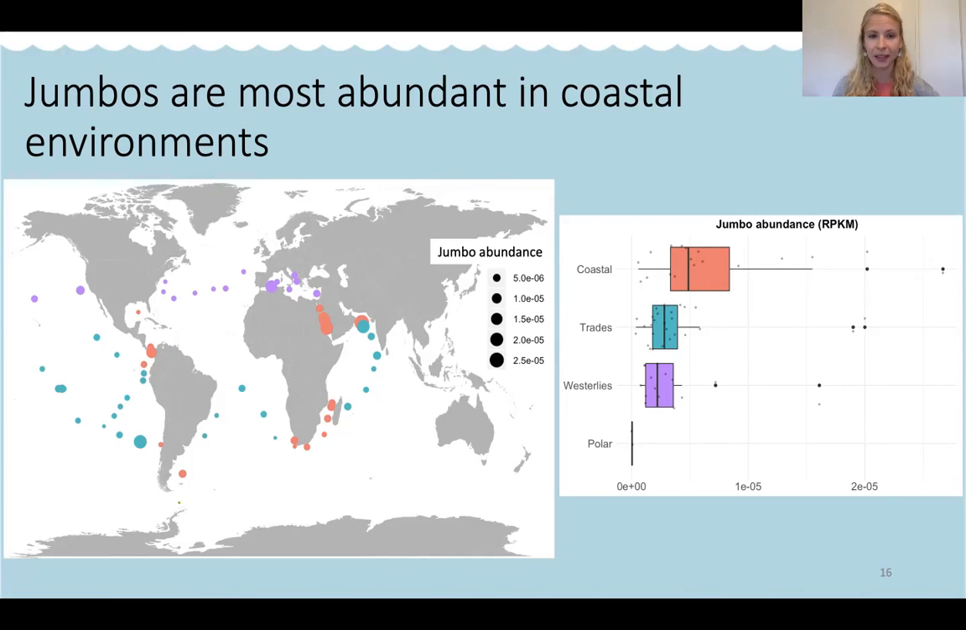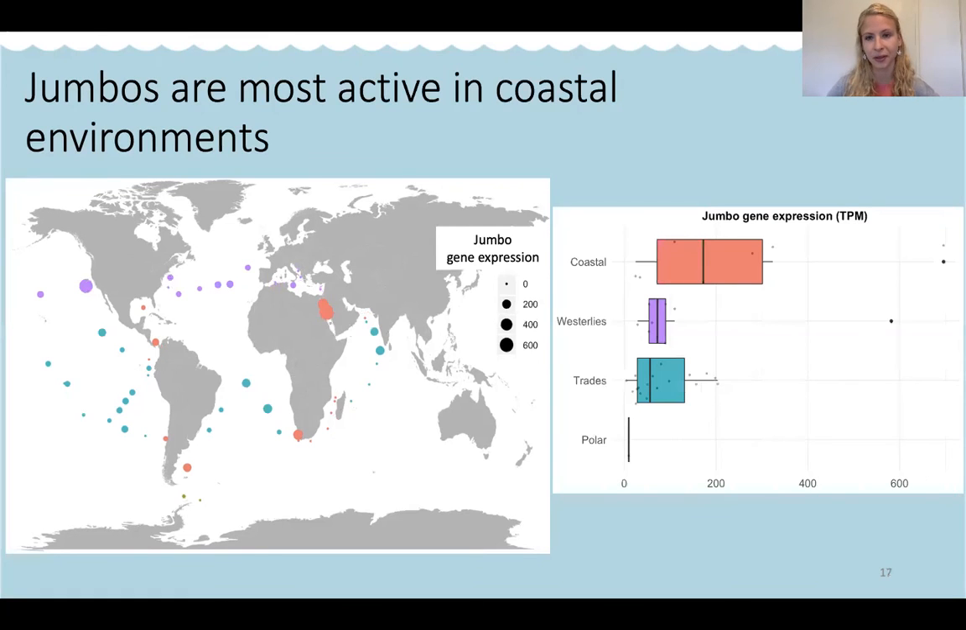And similarly, we saw that jumbos were most active in coastal environments. So again, the bigger the dot, the higher the level of gene expression of jumbos in that sample, and the more active we inferred that the jumbos were to be in that environment or that sample. So the fact that jumbos were most abundant and active in coastal environments made sense to us because jumbos can only infect bacteria that are bigger than them. And in order for a bacteria to be big, it needs a lot of nutrients. And nutrients tend to be highest in coastal environments. So these results made sense.